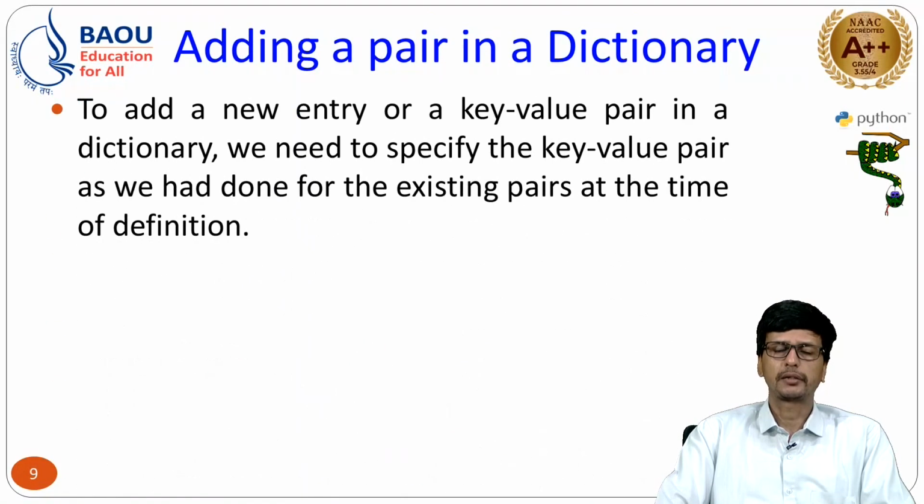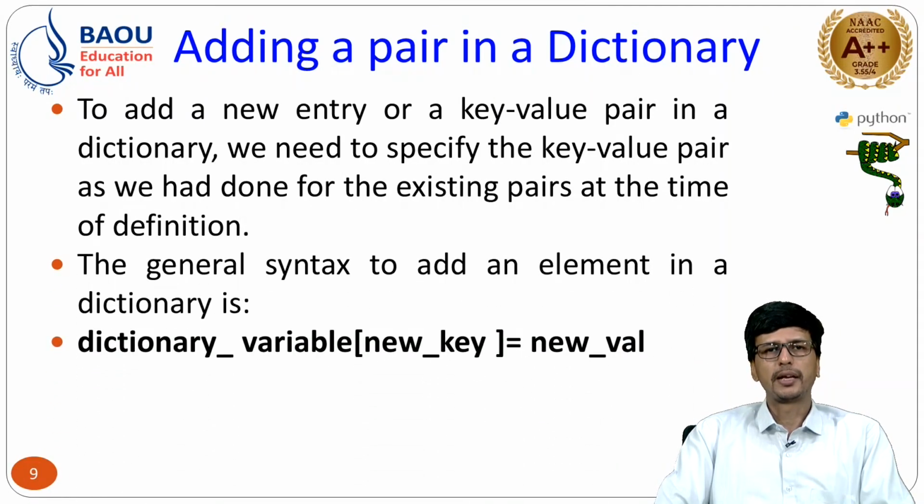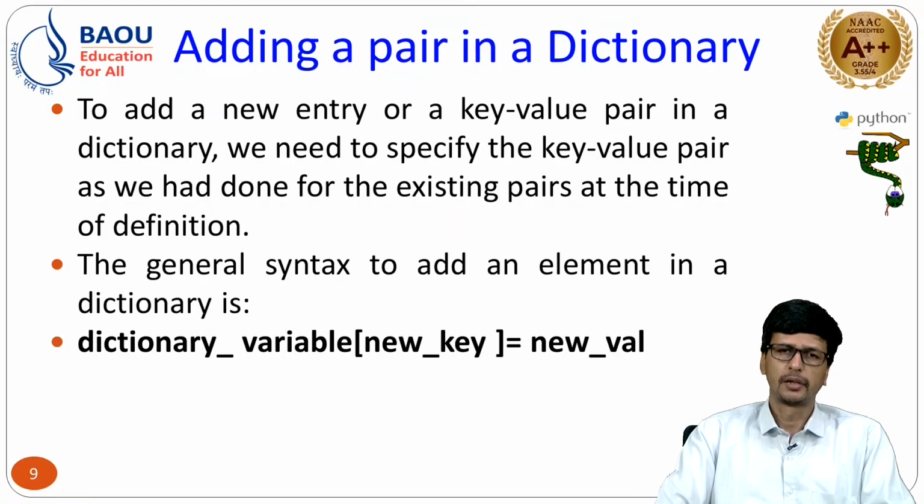Now adding a pair in a dictionary. Suppose you want to add some elements to the dictionary. In the same way as in a list or tuple, where you use an index, say for example at the 3rd position in the list you want to insert something. In that case you write the list variable name, then in square brackets the index position, that is 3, and then you pass the value.